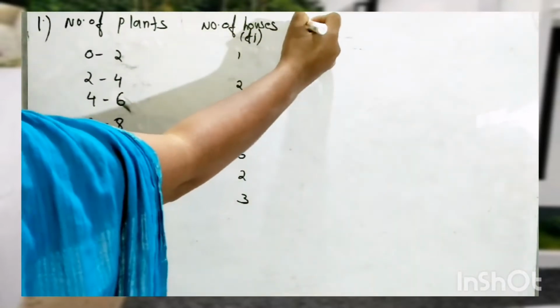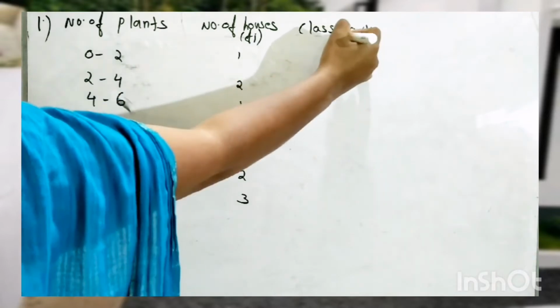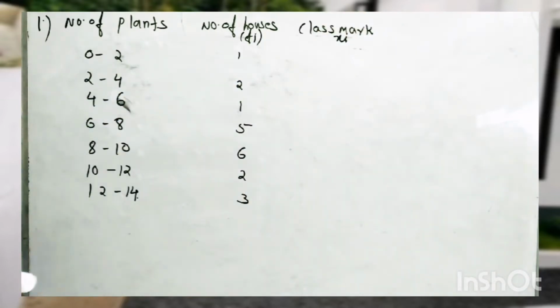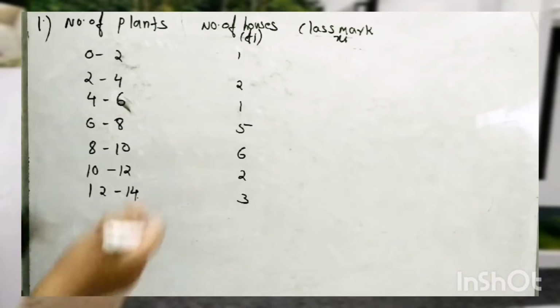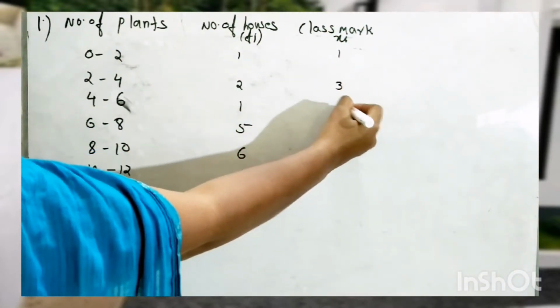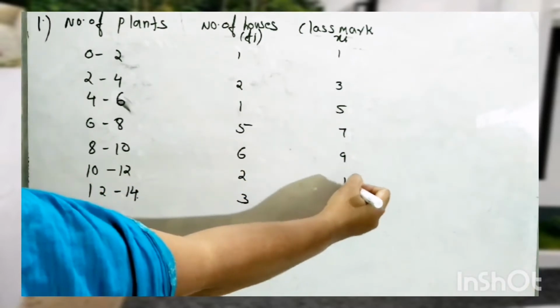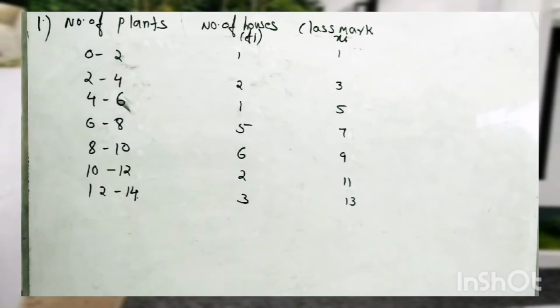Now class mark, that is our xi. What is our class mark? Lower limit plus upper limit by 2. So the class marks we will get are 1, 3, 5, 7, 9, 11, 13.